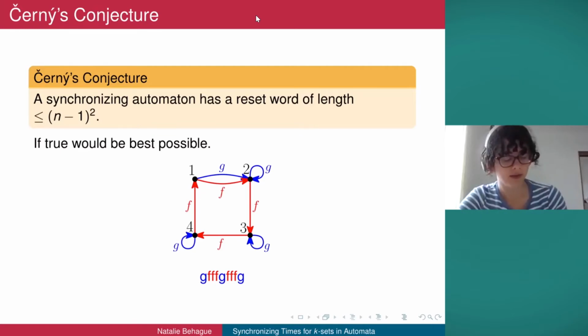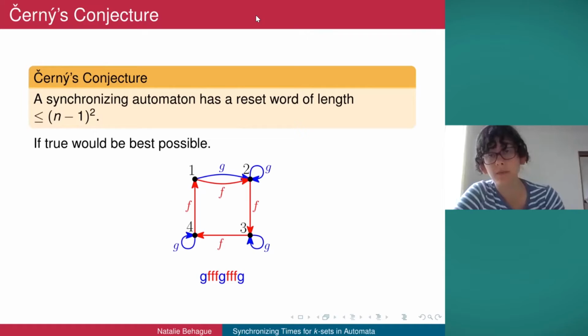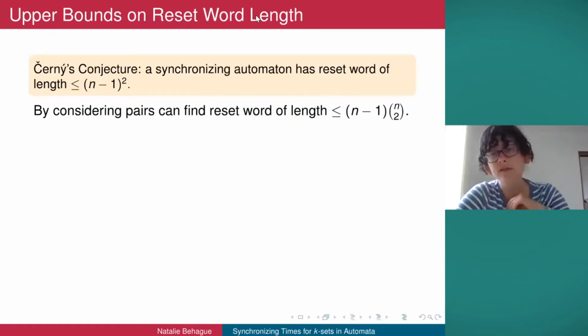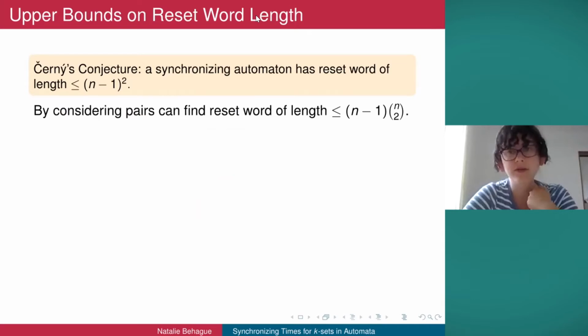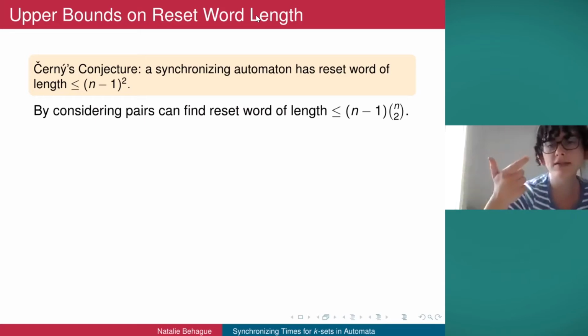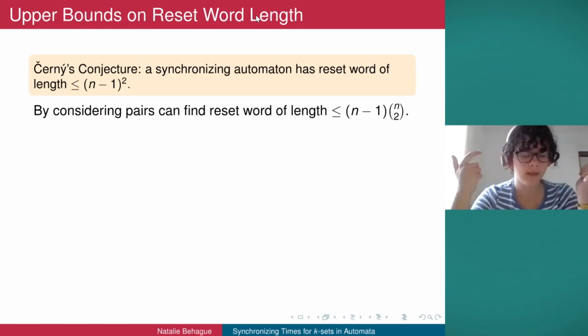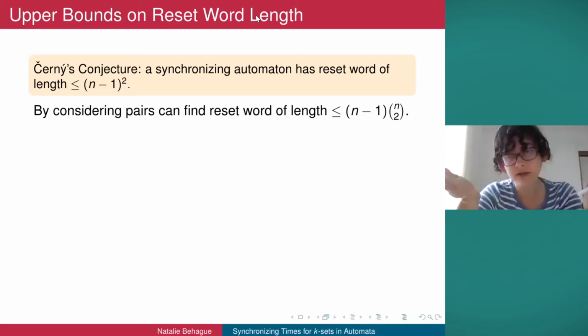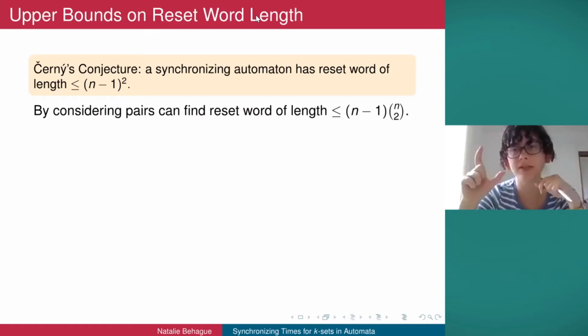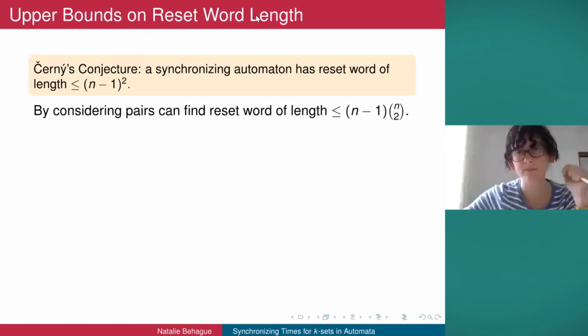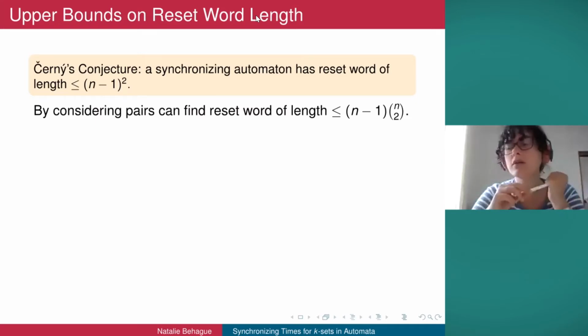Okay. So what is known about Cerny's conjecture? Well, we can find some upper bounds. There's a very naive upper bound you can find if you think about this briefly, which is, think about pairs. If our automaton is synchronizing, it has a reset word, which means that any pair of states can be sent to the same state by some word. How long does it take to send a pair of states to the same state?